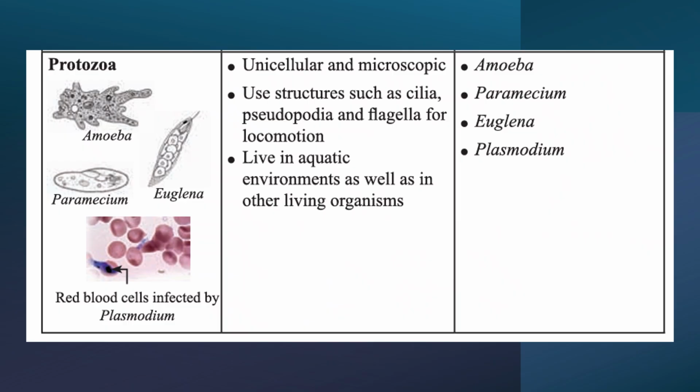Now let's talk about protozoa. Characteristics are it's unicellular and microscopic, use structures such as cilia, pseudopodia, and flagella for locomotion. Live in aquatic environments as well as in other living organisms. Examples: amoeba, paramecium, Euglena, and Plasmodium.